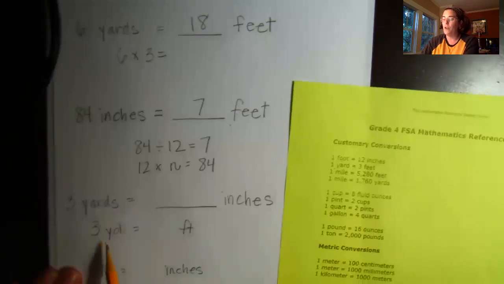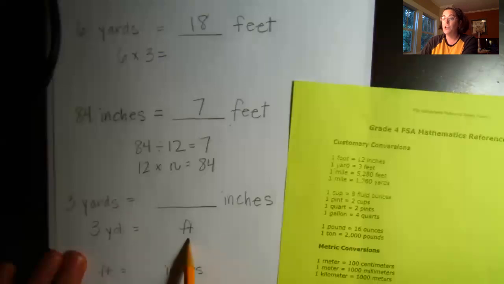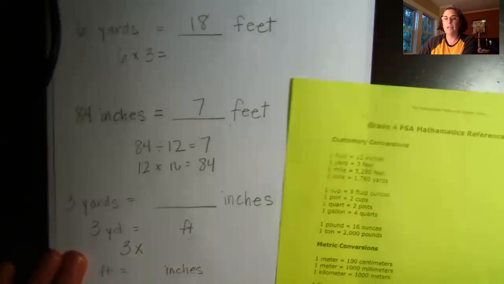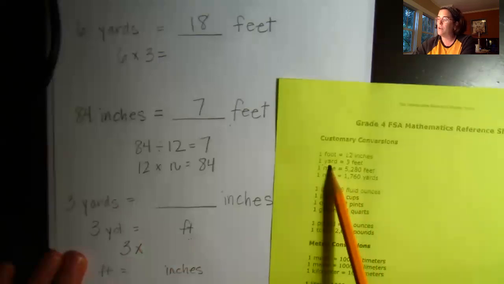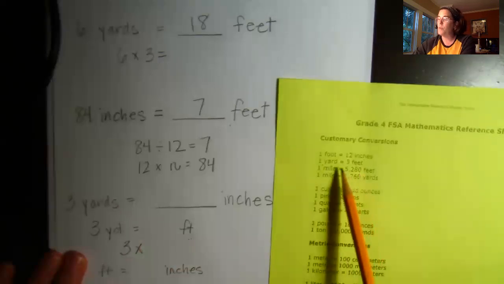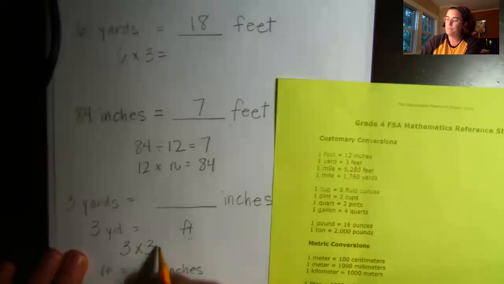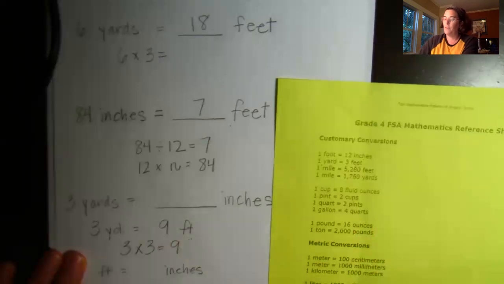So I know that I'm going from yards to feet. So yards are bigger than feet, so I'm going to, very good, multiply. What am I going to multiply? Over here it says 1 yard equals 3 feet. So I'm going to multiply by 3. So now I know how many feet are in 3 yards, but that's not what it's asking me.